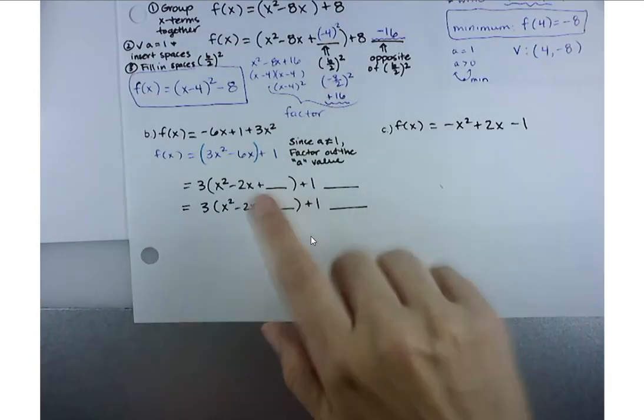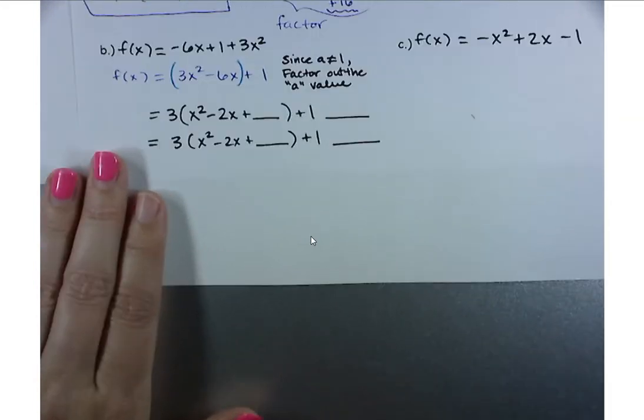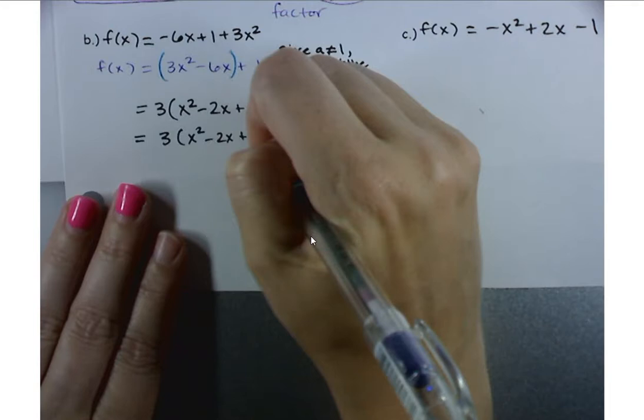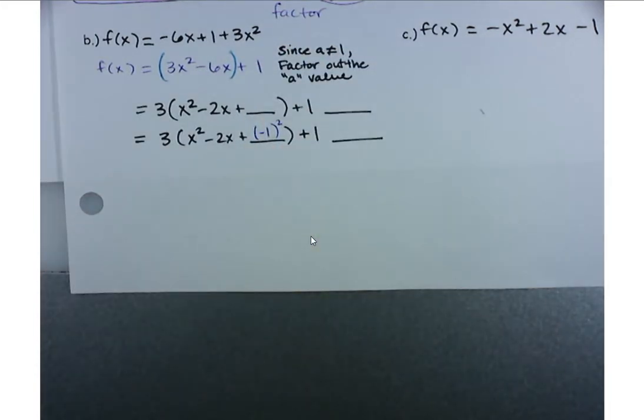Okay, so Isha, what do you think? What's going to go in my first blank spot there? Negative 1 squared, because that one's negative. And some of you also put 1. So you should either have negative 1 squared or 1, and either one of those is fine.